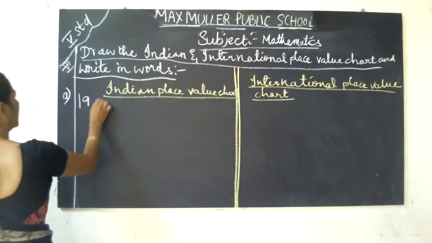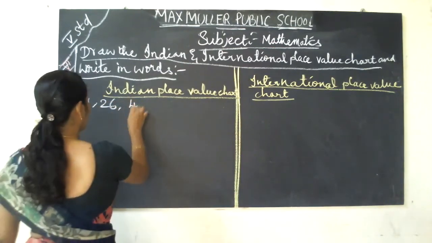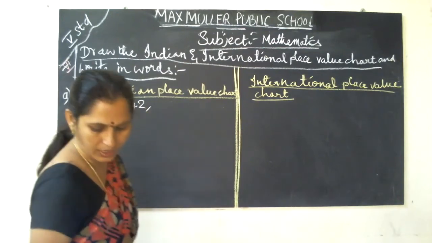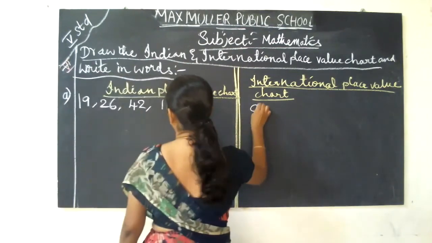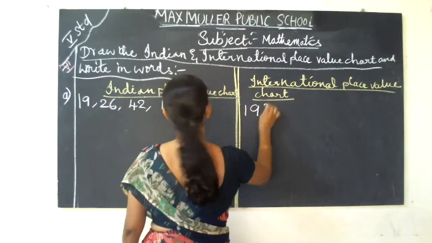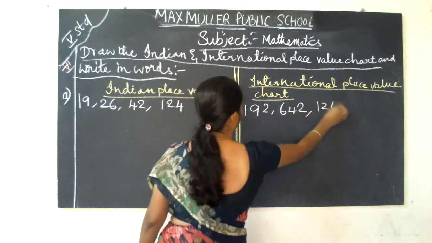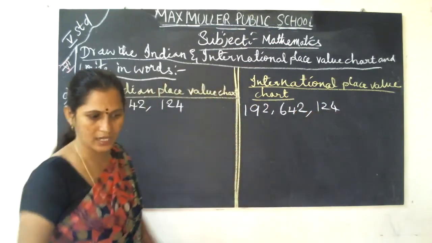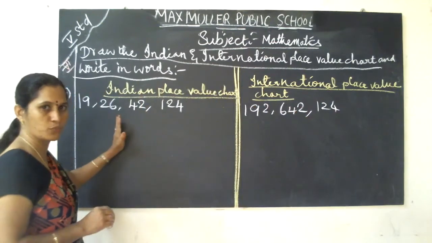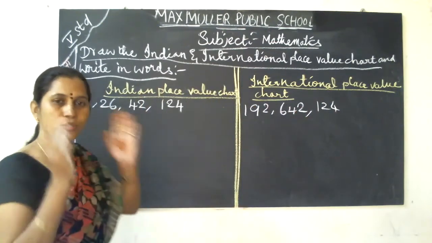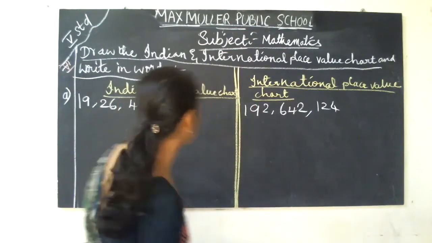19, 26, I have put commas also. No need to put commas, but you have to write properly. 190,642,124. So for Indian and international, I only divided the place values, means groups. You just have to draw the chart and also write in words. Okay.